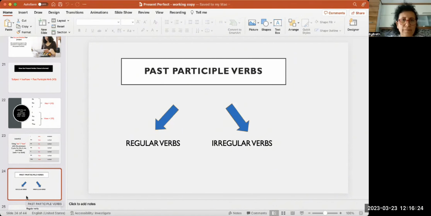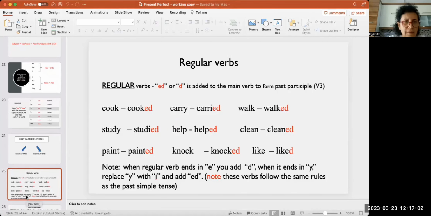Now, the last part of that equation: we start with the subject plus has or have. And then the last part was the past participle verb. Now we have regular verbs and we have irregular verbs. And this is probably the most difficult part about constructing the present perfect tense in English, knowing how to treat the regular verbs versus the irregular verbs. So let's start with the regular verbs.